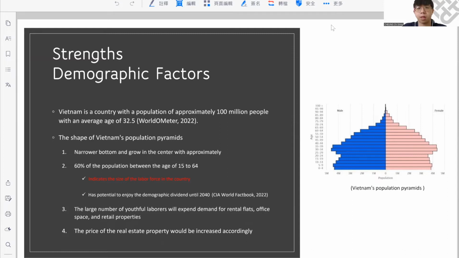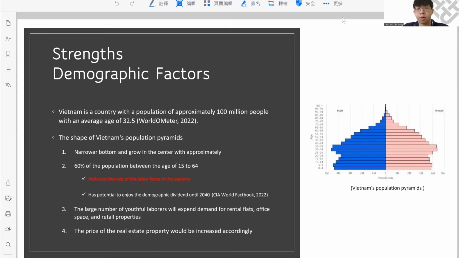and growth in the center, with approximately 60% of the population between the ages of 15 to 64, which indicates the size of the labor force in the country. With 60% of the population of working age, Vietnam is potentially able to enjoy the demographic dividend until 2040, according to UNFPA in 2022. It means the people of working age make up a larger share of the population than those of non-working age.